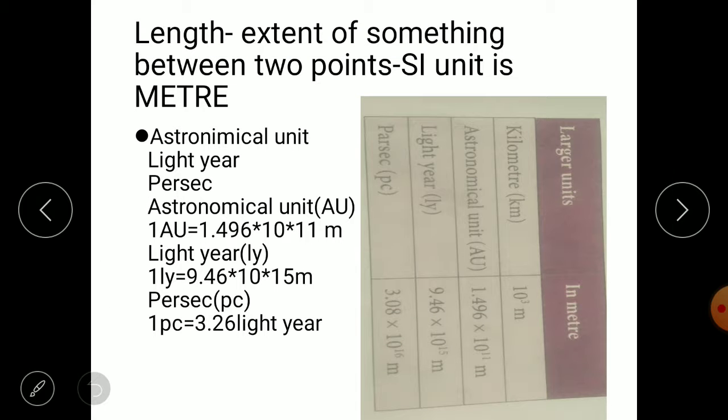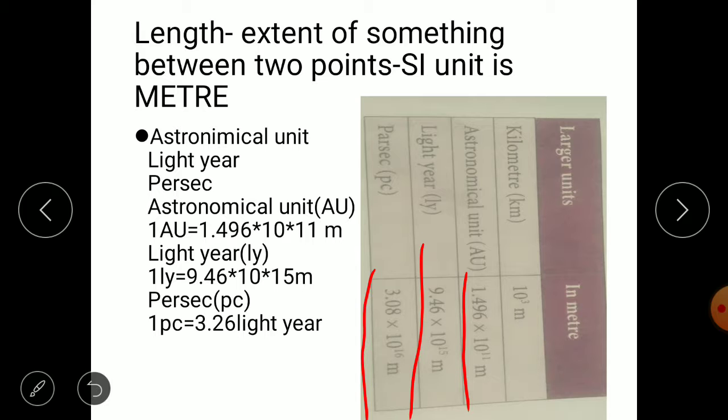So the larger units: kilometer means 10 to the power 3 meter, and astronomical unit is 1.496 into 10 to the power 11 meter, and the light year is 9.46 into 10 to the power 15 meter, and the parsec is 3.08 into 10 to the power 16 meter. They are the larger units used for distances in space.